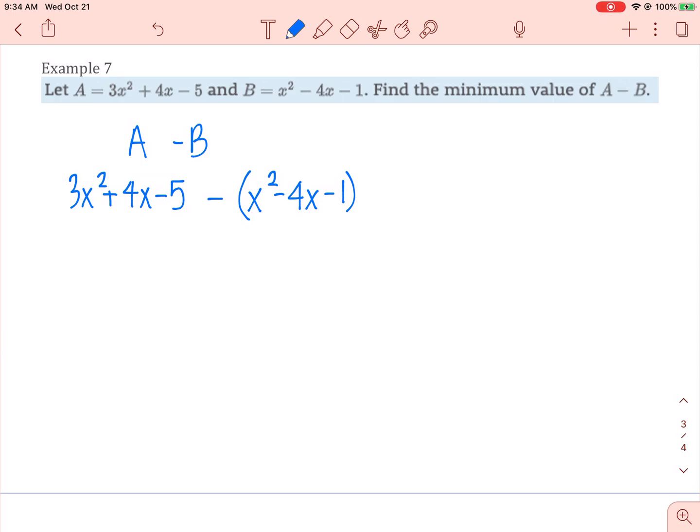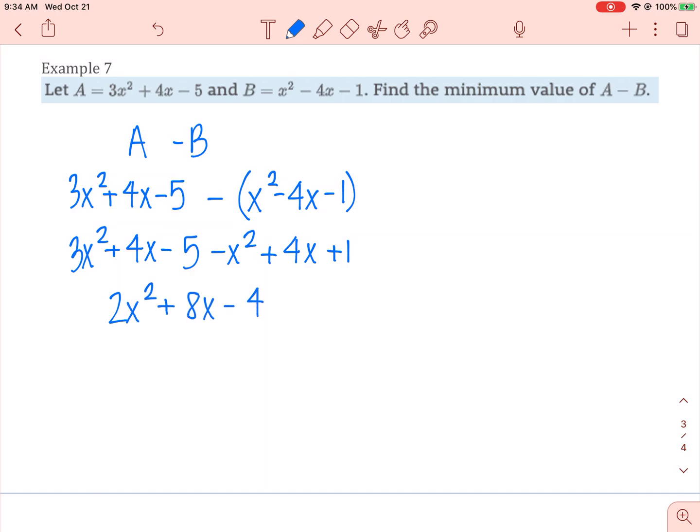I'm going to distribute properly because I don't want to make any silly mistakes right at the beginning. Minus x squared plus 4x plus 1. I'm going to combine some like terms. I'm going to get 2x squared plus 8x minus 4.